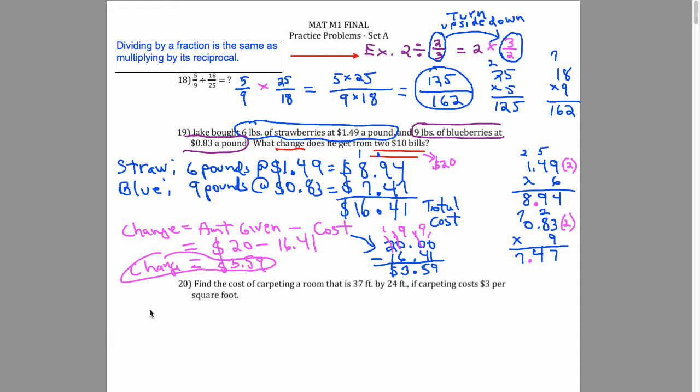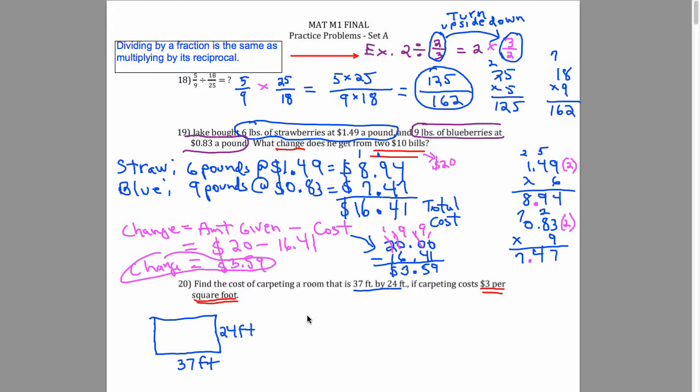So let's draw. Whenever you can make a problem visual, for most people, it makes it a lot easier. So we have 37 feet in one direction, and the other direction is 24 feet. And they tell you that the cost is $3 per square foot. So they're basing the cost on the amount of square feet.